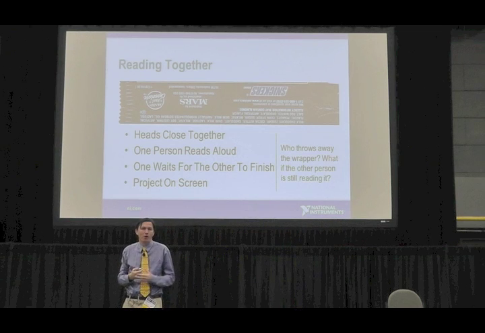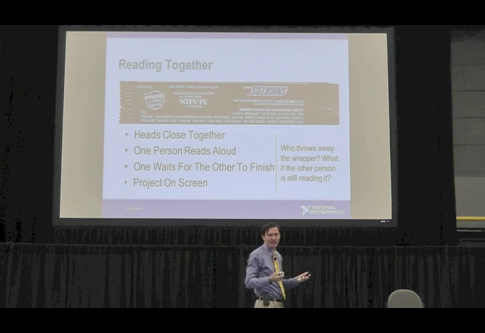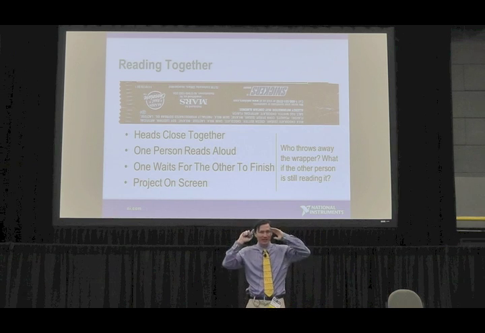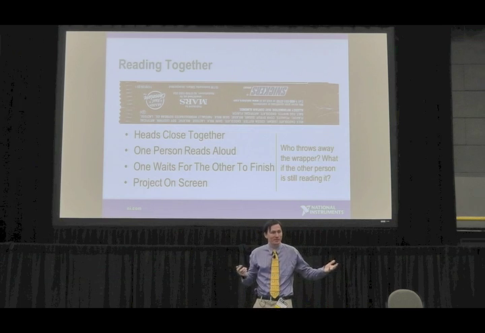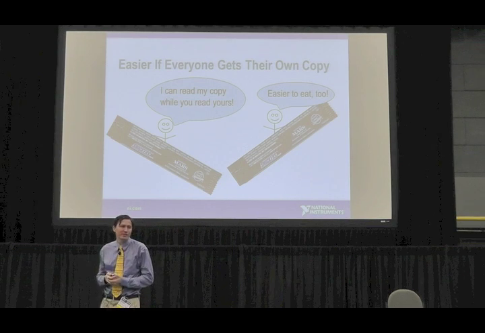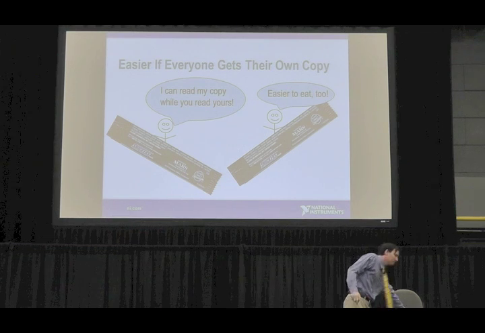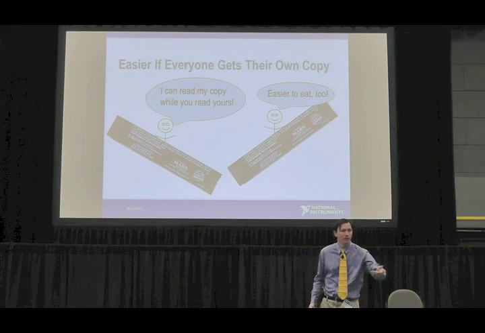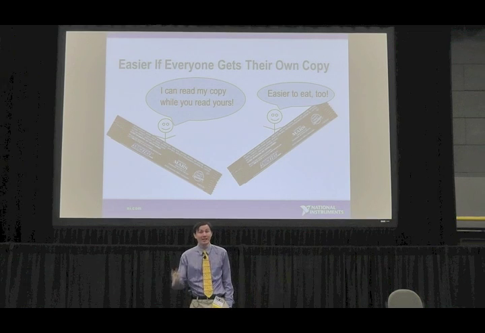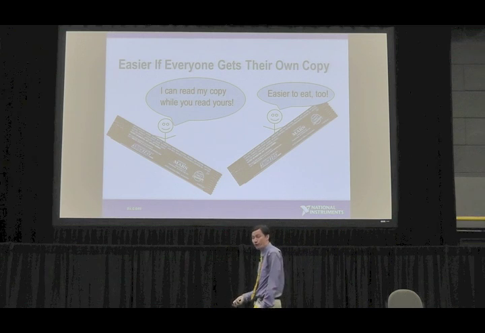Just a few problems that always come up when we're trying to read together. Who throws away the wrapper when it's done? Who's responsible for that candy bar? What if the other person is still reading it when you throw it away and they're not yet done? And you've got all these, we'll use the term mutexes, that you suddenly have to worry about. Honestly, it's just easier if everyone gets their own copy. He can read it, and Kazi can read it. Everyone's happier, and it's easier to eat. Much simpler than any of the other solutions, and we all get a full calorie count.